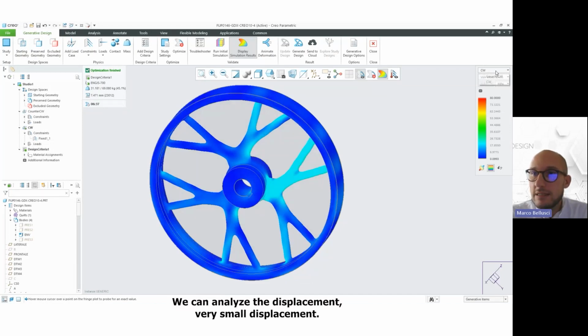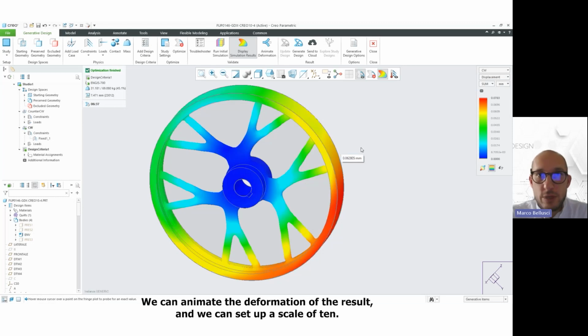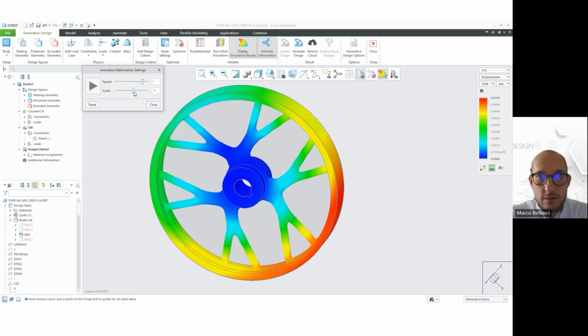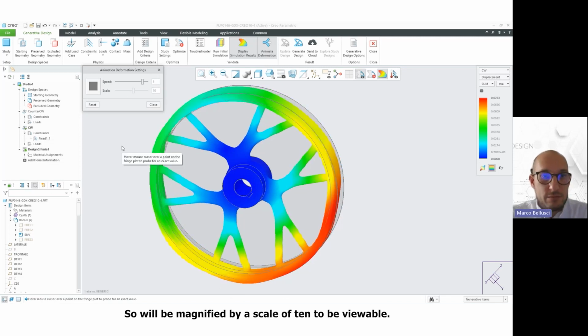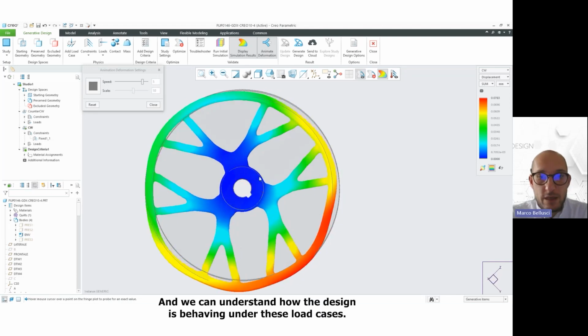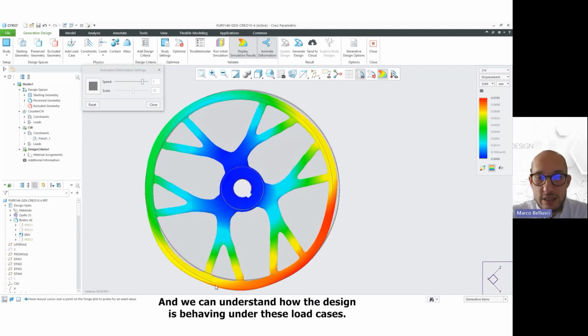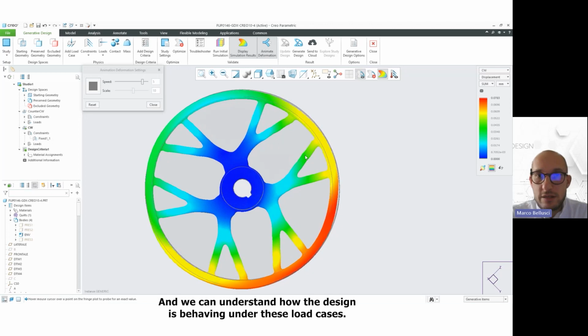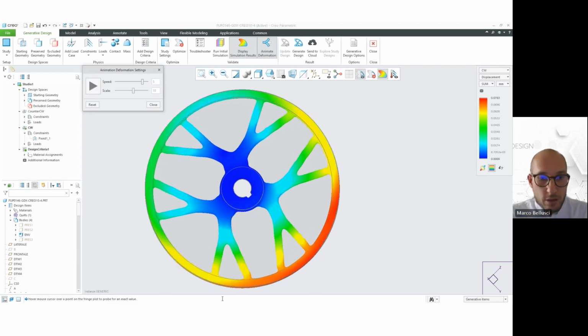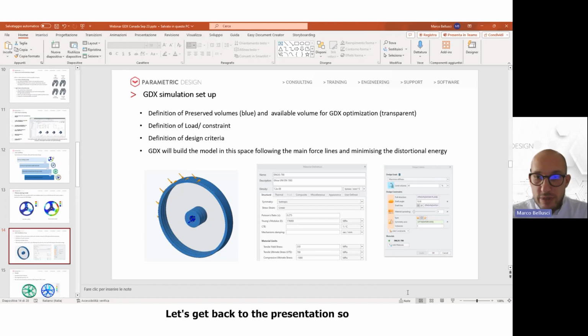We can analyze the displacement, very small displacement. We can animate the deformation of this result, and we can set up a scale of 10. So the displacement will be magnified by a scale of 10 to be viewable, and we can understand how the design is behaving under this load case. Let's get back to the presentation.